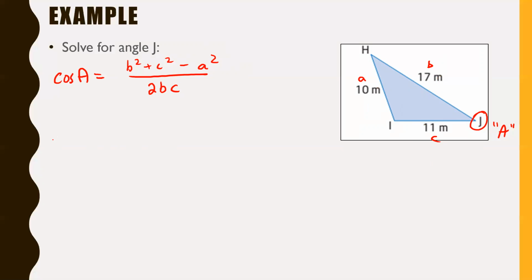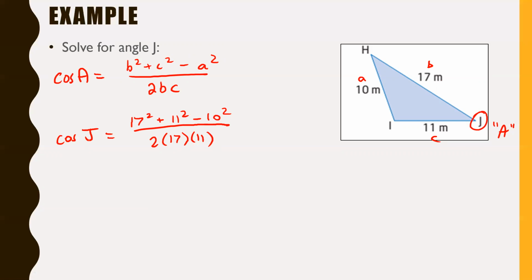All right, so let's throw this all in. Instead of writing A, I'm going to write J because that's really the name of the angle we're looking for. So cosine J is going to equal b squared. According to how I've labeled this triangle now, that's going to be 17 squared plus c squared, so that'd be 11 squared, minus a squared, so 10 squared, all divided by 2 times b, so times 17, times c, which is 11. Now on these questions, just to be really safe, I would calculate the numerator, the top of the fraction, first, and then calculate the denominator, and then worry about taking the inverse cosine.